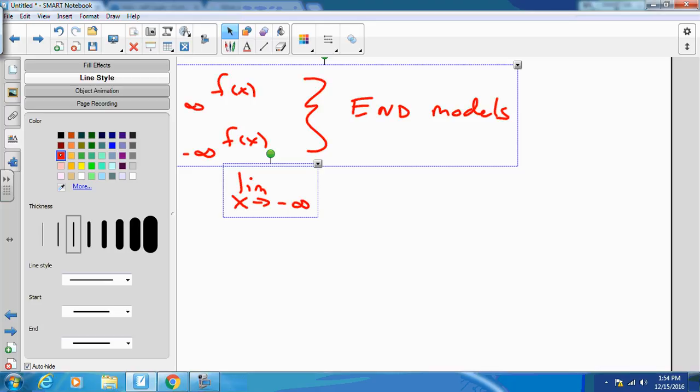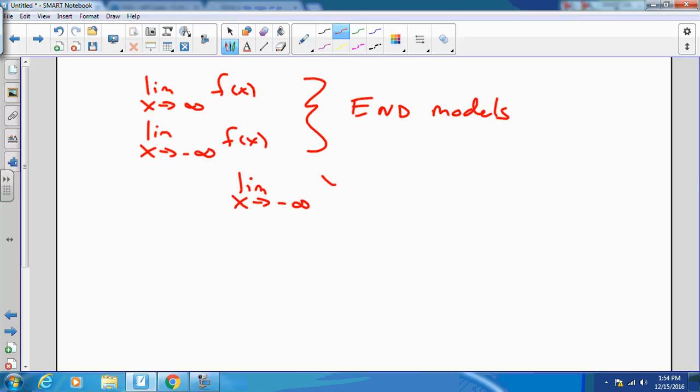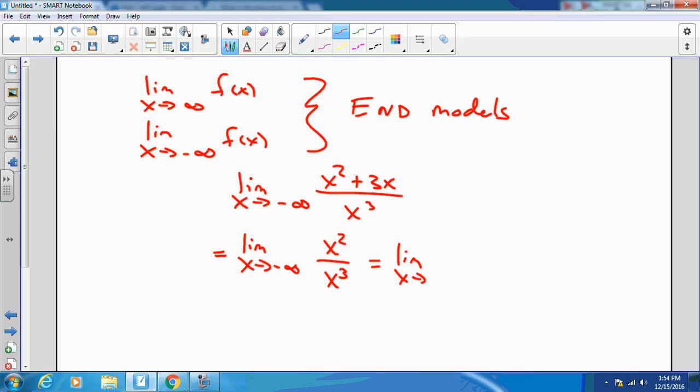So for example, if I need the limit as x goes to infinity of x squared plus 3x over x cubed, then I would appeal to the end models here, because for very large negative values of x, x squared plus 3x is basically x squared, and x cubed is of course x cubed. Canceling powers of x, I get the limit as x goes to negative infinity of 1 over x, which is 0.